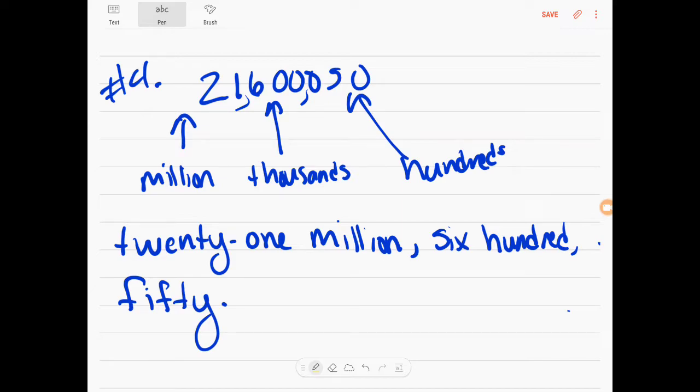Number 4, it says use words to write 21,650,000. The first thing we want to do is place commas. So we're going to start by making sure that we move 3 places over, comma. That's how we show the place values. Every three digits is a new value. So we have hundreds, thousands, and millions. And I'm just going to write it out. 21,650,000. Do not use the word and. If you use the word and, I will mark it wrong.